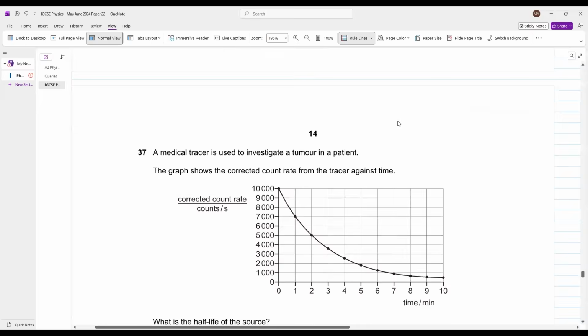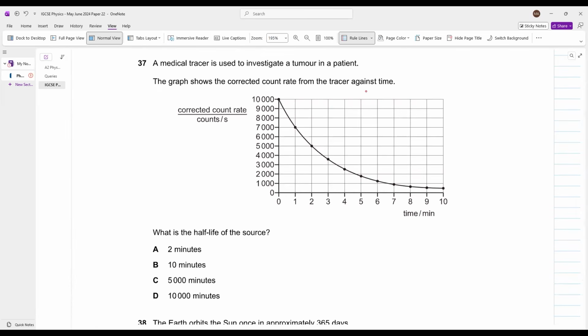C is your answer. Okay. What is the half life of the source?